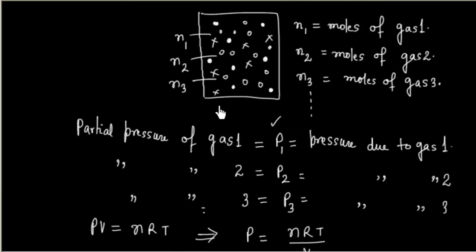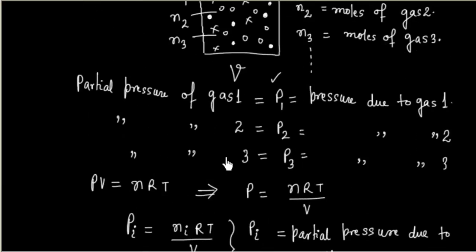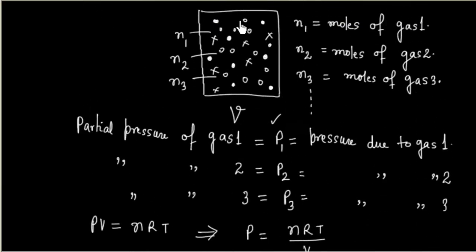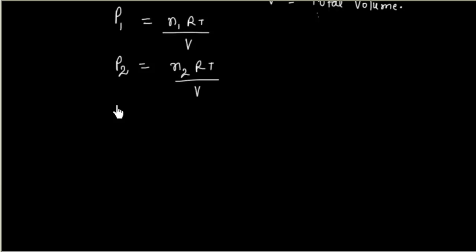Let us say this vessel has a volume of V, so we can write the partial pressure due to gas 1, P1, is equal to N1 RT divided by volume V. Why are we writing total volume V? Because this gas is free to move inside this vessel anywhere. So the volume occupied by any one of the gases is V. Similarly, I can write P2, this is nothing but N2 RT by V. Similarly, I can write P3, this is N3 RT by V. If I have more gases, we can write the same equation.